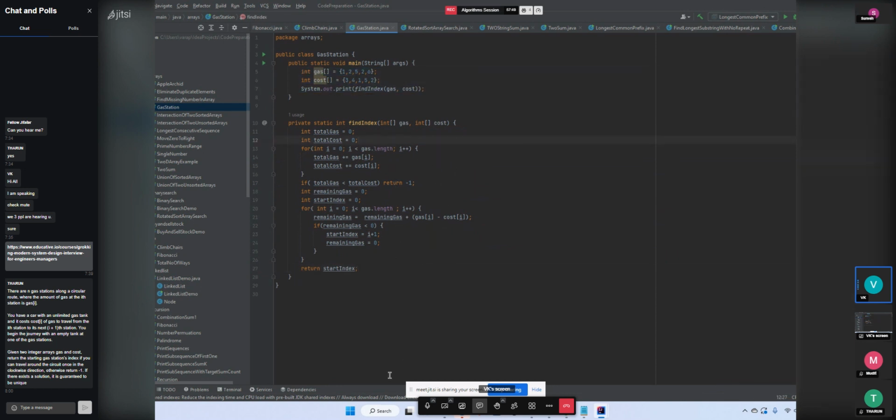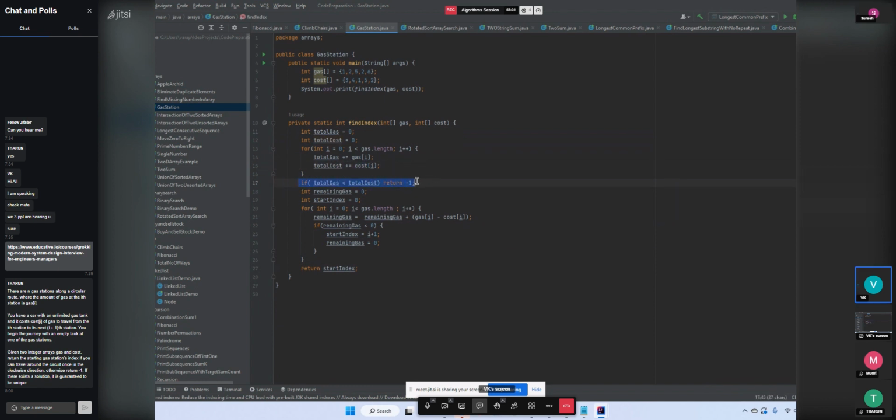So what I understood, somebody explained this one, so I prepared myself. What they are doing is, this is the available gas in the gas stations from the 0th index to the fifth index. These are the costs required for moving from one station to another station. What they mentioned is, first calculate the total gas and the total cost.